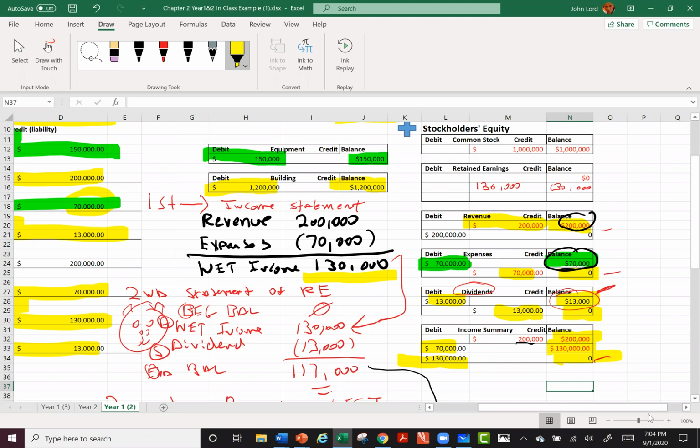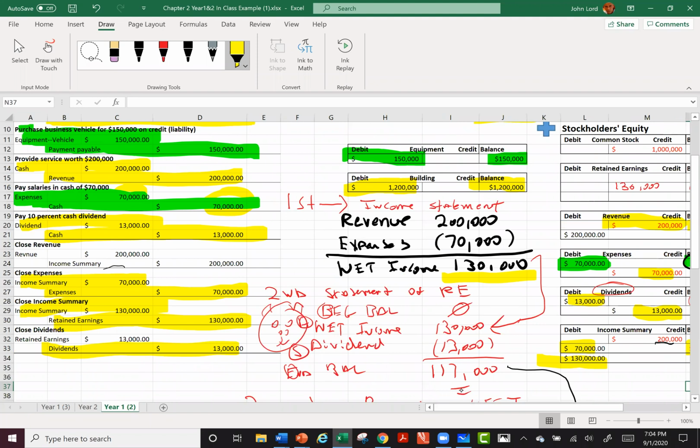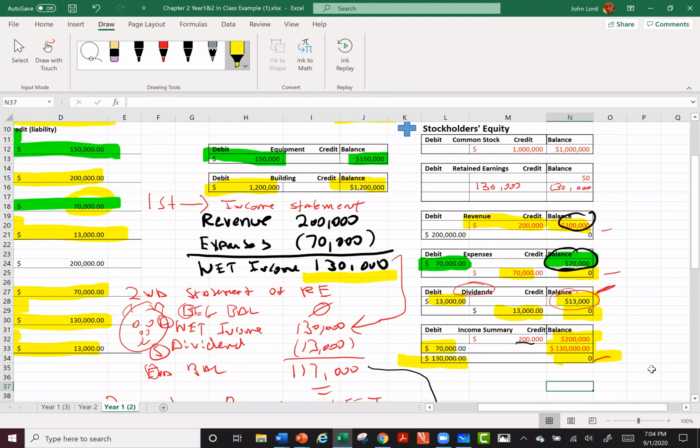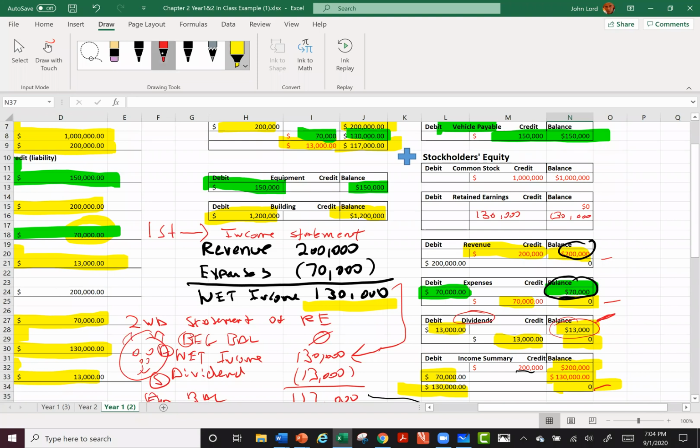Beautiful. But I have to finish that journal entry. I have to debit something. I debit retained earnings. To decrease retained earnings, you debit it. It is an equity account. To decrease retained earnings, you debit it. And I'm going to write that one in when I put in that debit for 13,000. That brings the balance to 117.